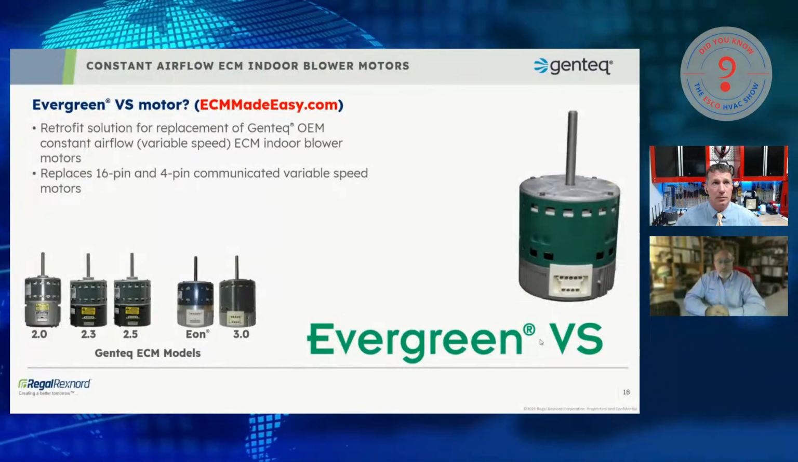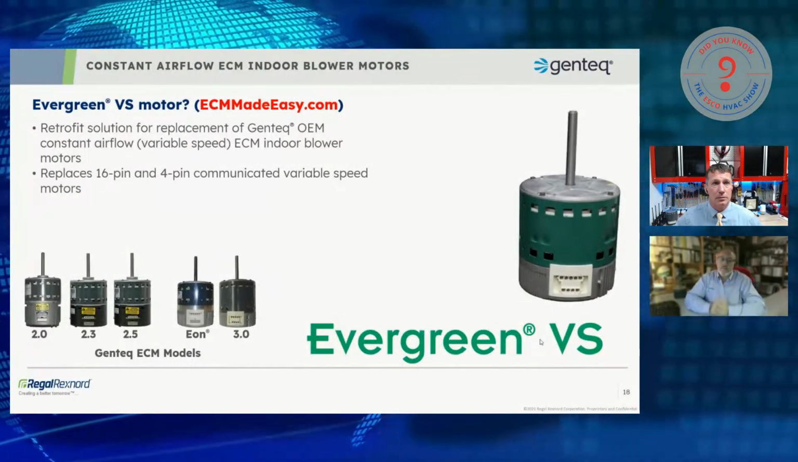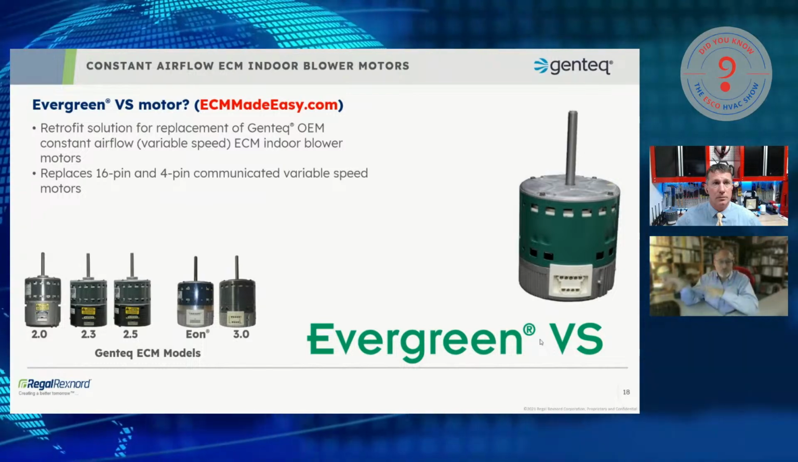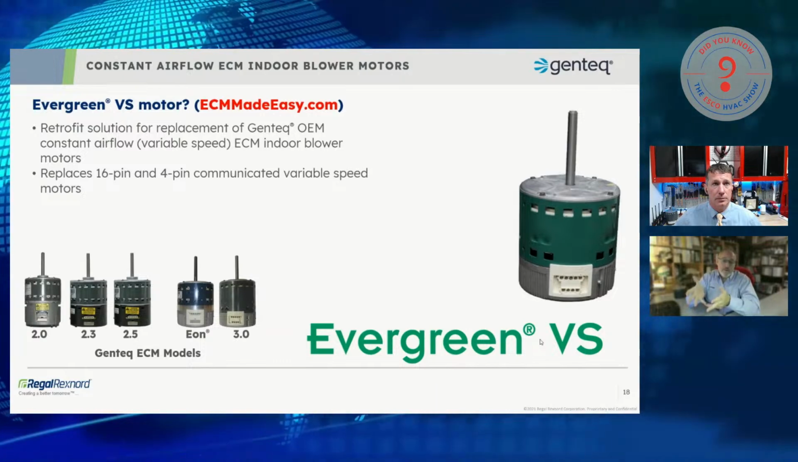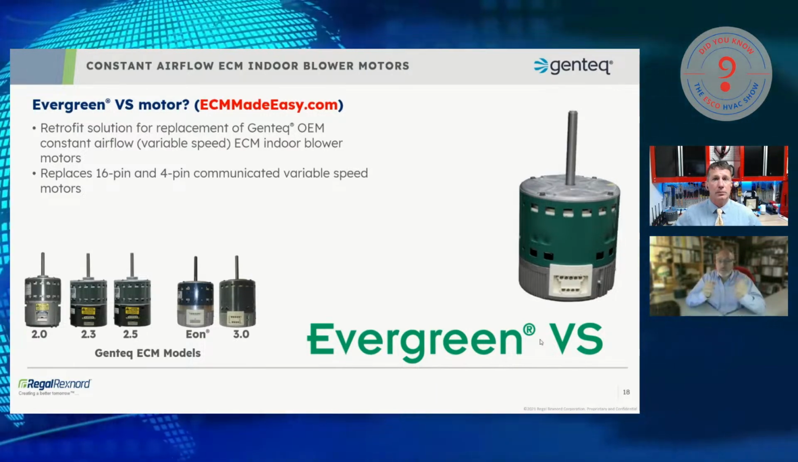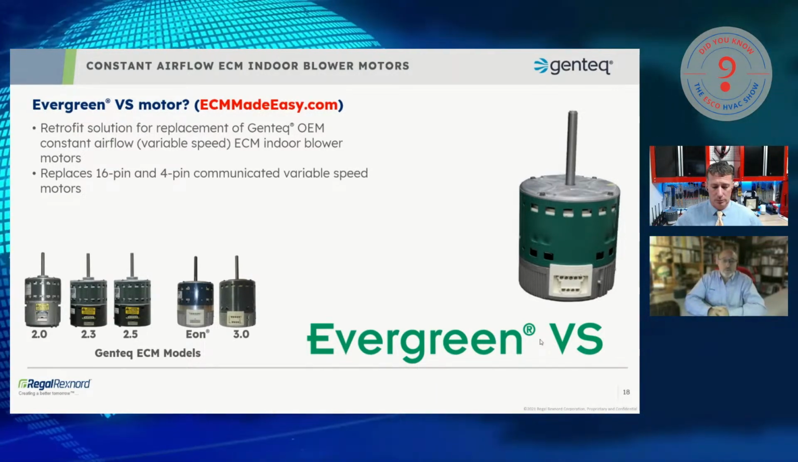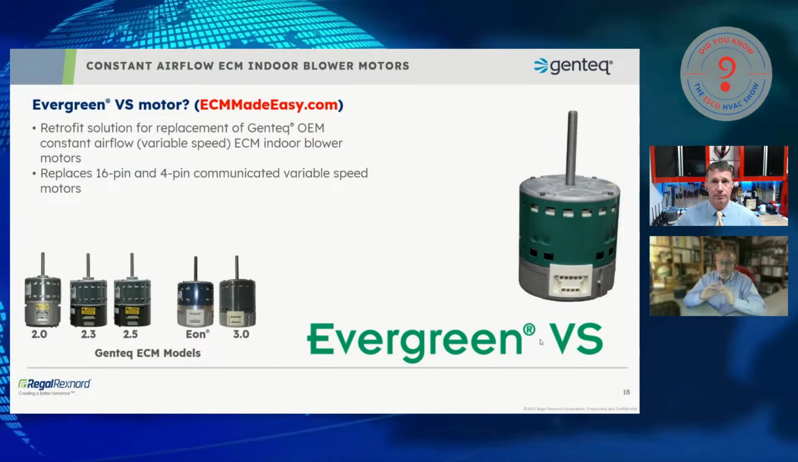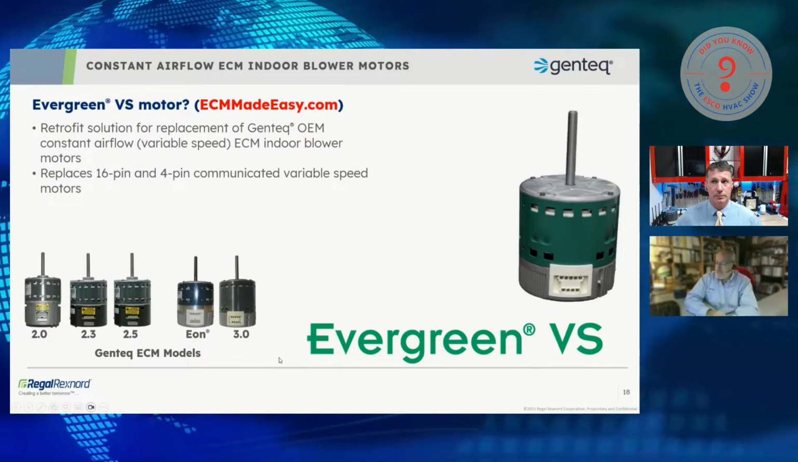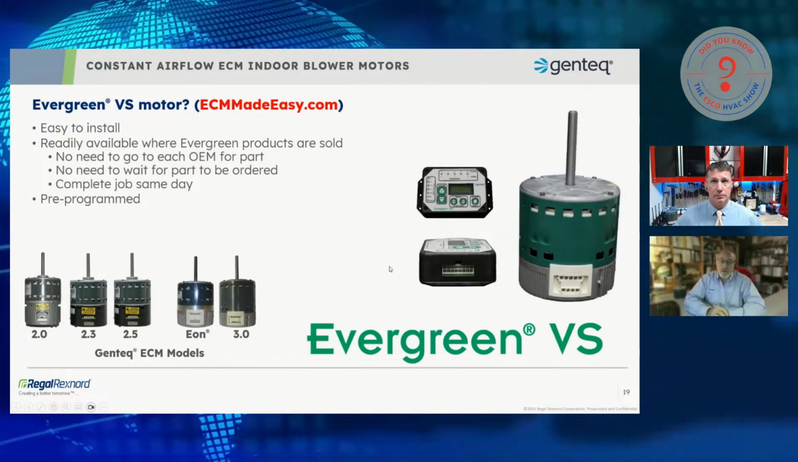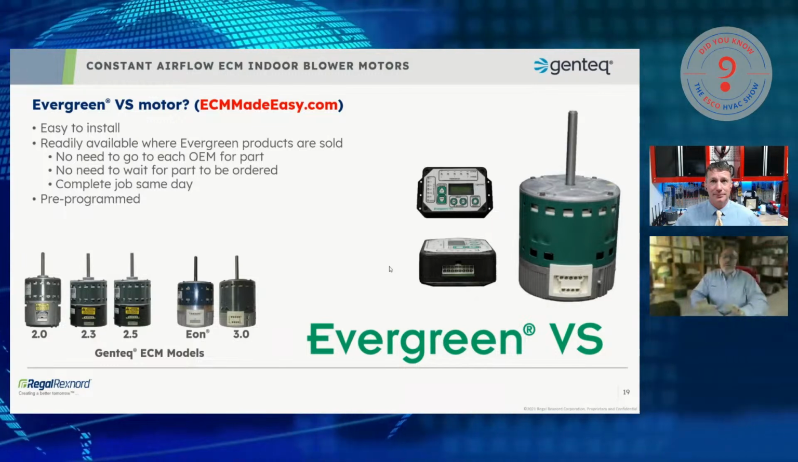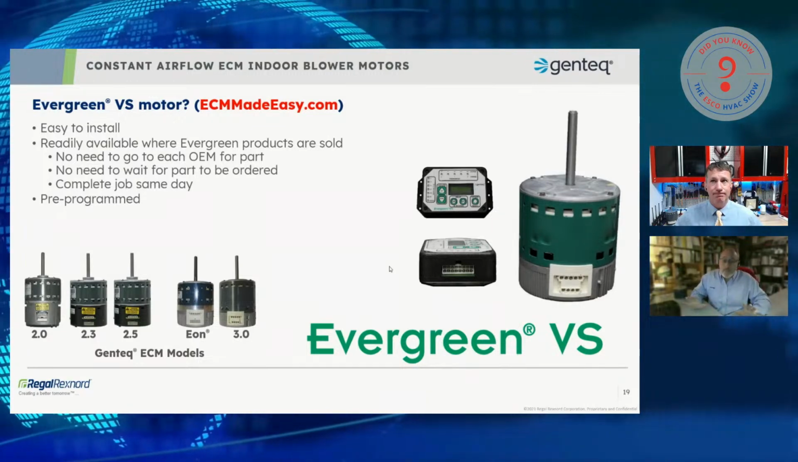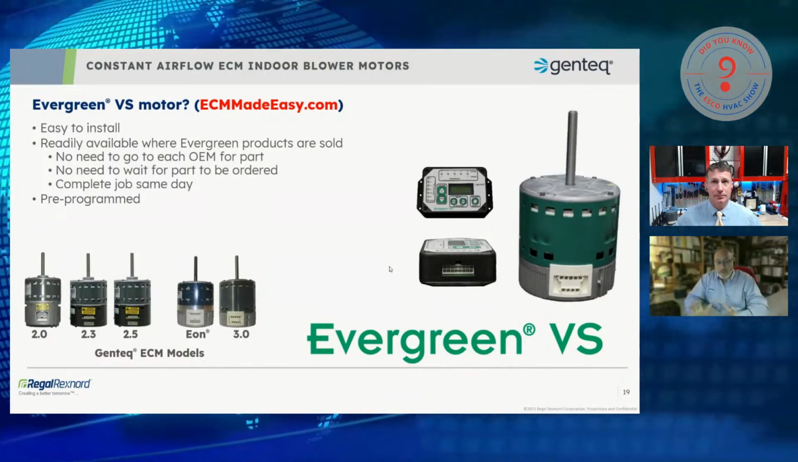And the way we did it is, for the 4-pin motors, remember I said earlier, the 4-pin serial communicated motor is a slave to the OEM board. It does whatever the board says. So our 4-pin universal Evergreen VS just takes the place of the slave that was there before. It uses the same communication style, no problem. In the 16-pin motors, we use a device called a user interface.